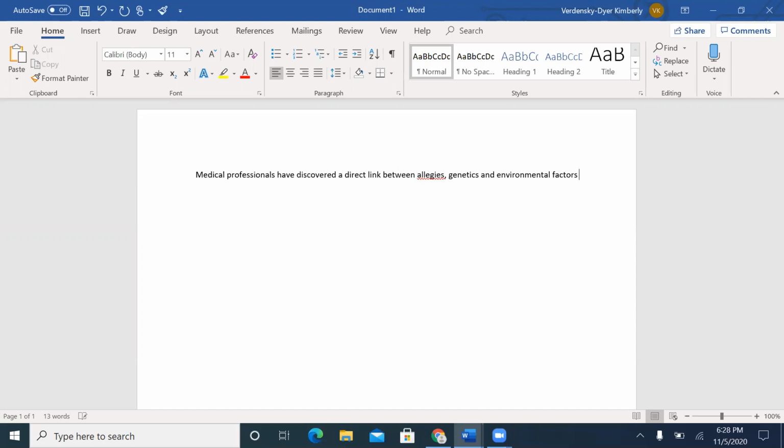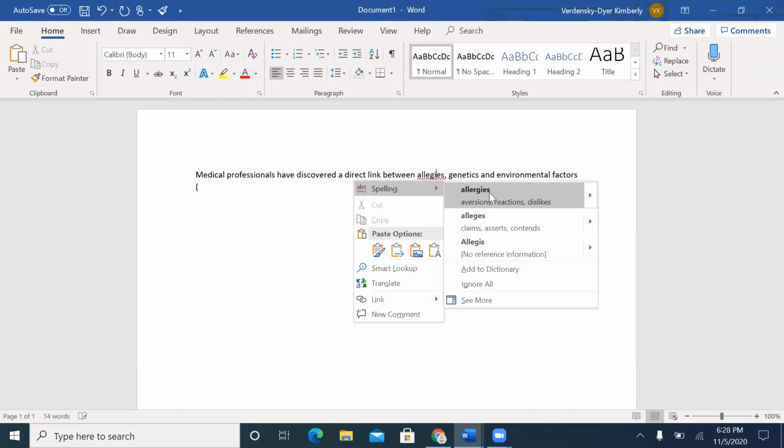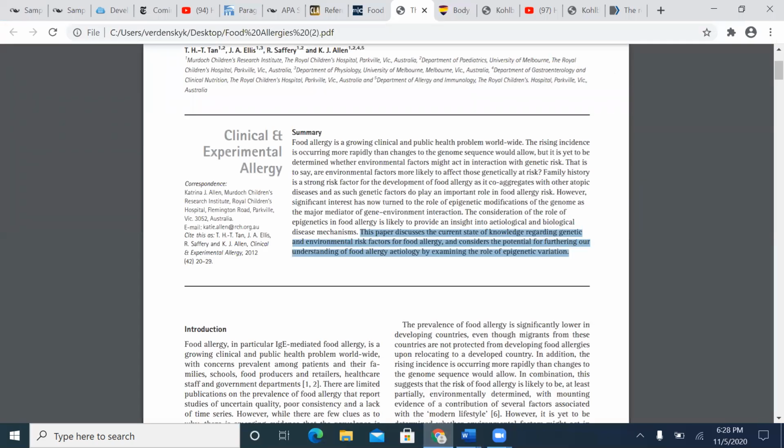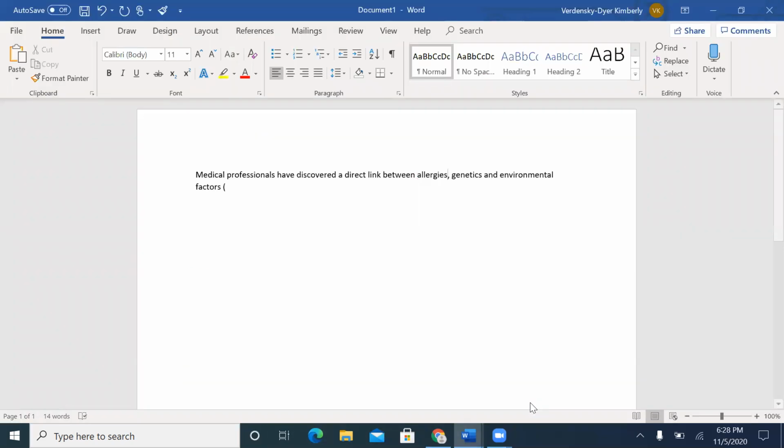Now, none of this is my own original information, so I need to cite it. First, I'm going to correct my spelling error, and then I'm going to go back to my article. On the left-hand side of my article, it gives an indication of how this article should be cited. Cite this as. So I'm going to copy this citation with a Control-C. I'm going to go back to my Word document.